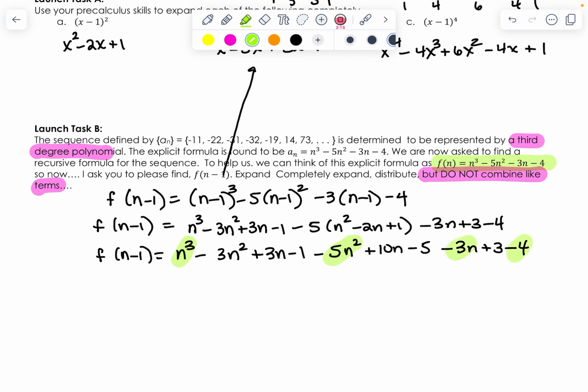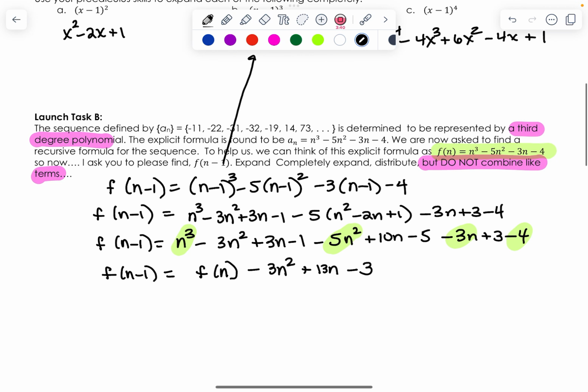So what I could do then is I can actually rewrite this as f of n. Now I'm going to combine any remaining terms. Minus 3n squared. 3n plus 10n is 13n. Then I have minus 1 minus 5 is minus 6 plus 3. So that's minus 3. Okay, so now watch what we're going to do. This is where it's going to get interesting. So I'm going to add the 3n squared, subtract the 13n, and add the 3.